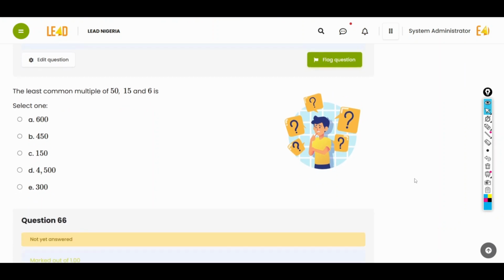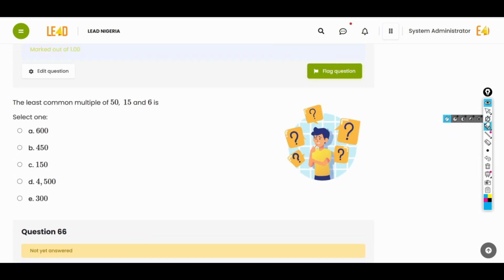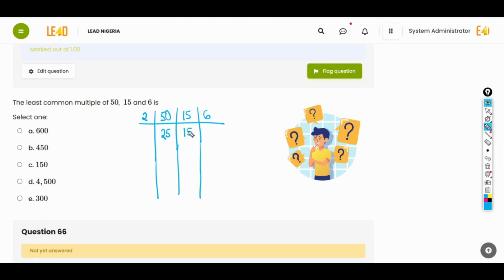Okay, what's the least common multiple of 50, 15, and 6? Let's work this out. 50, 15, and 6. We can work with 2. We have 25, we have 15, we just put down 15, we have 6, that gives us 3. Next we use 3. We have 25, then 3 and 15 is 5, and then 3 and 3 is 1.